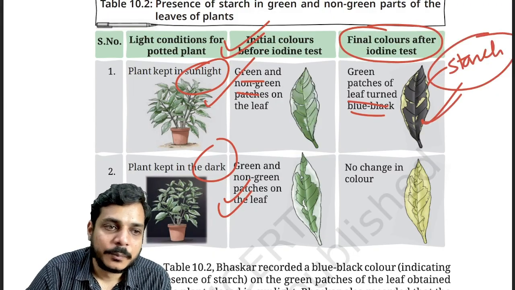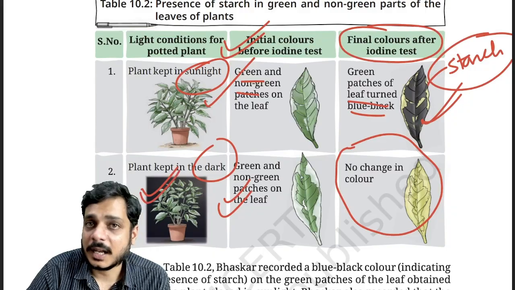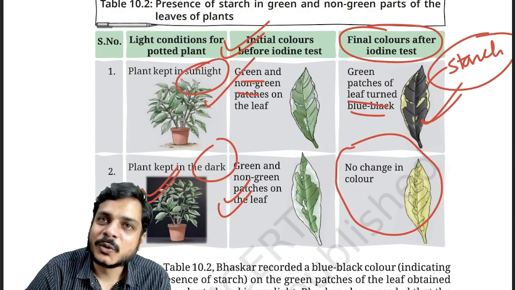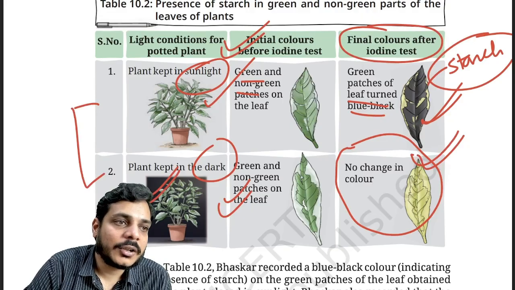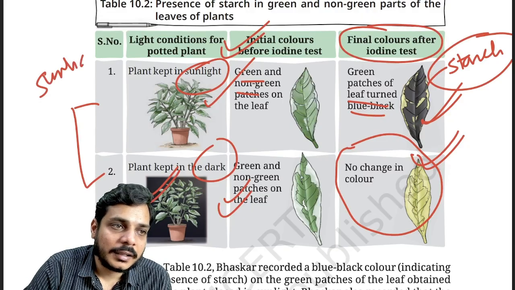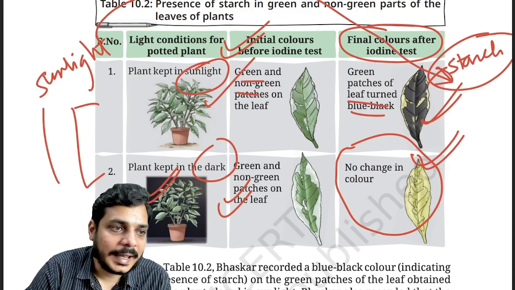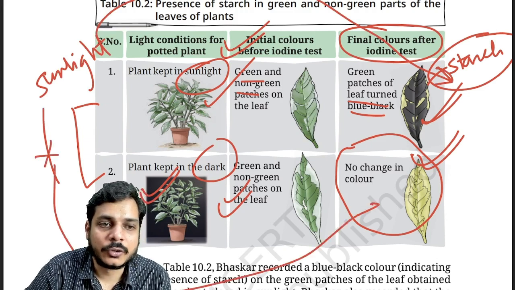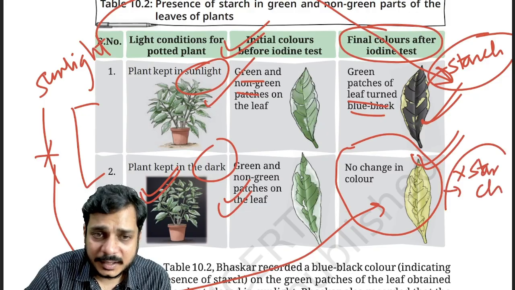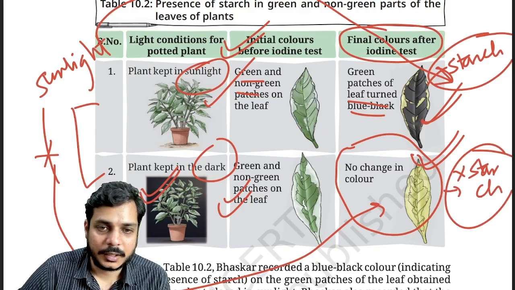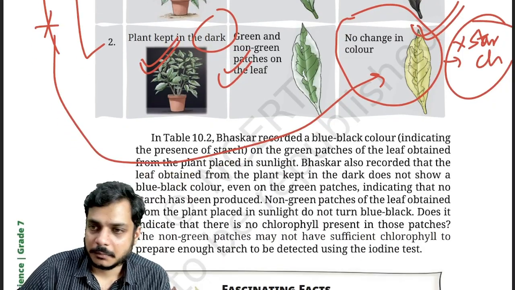But what about the plant that was kept in the dark? The plant kept in the dark, in the absence of sunlight, showed no change in color. What does it mean? It means that just because sunlight was present, I found that there is presence of starch. When sunlight was absent, there was no change in color and therefore no starch, as in the previous condition. So this is about the leaf.